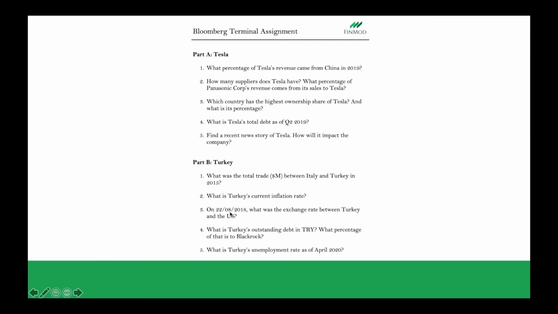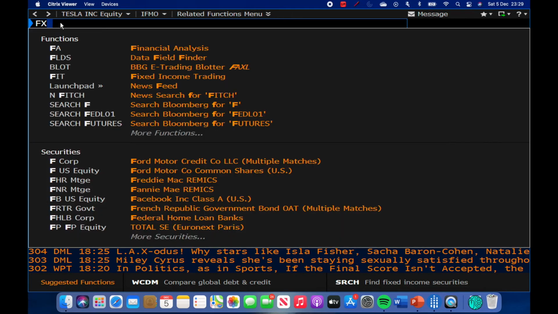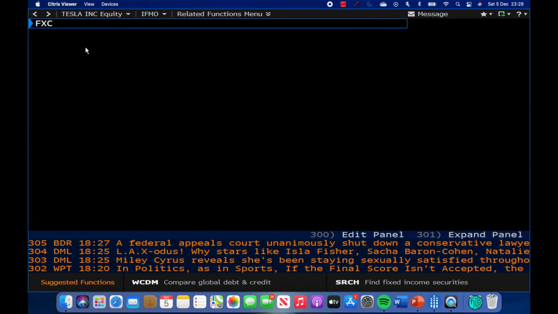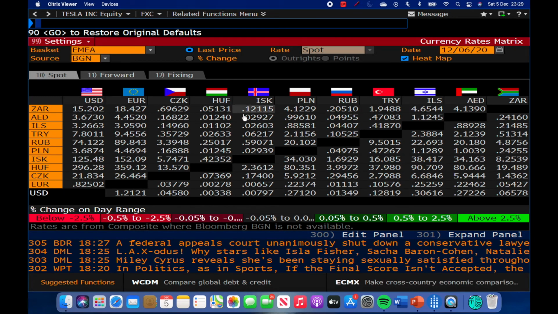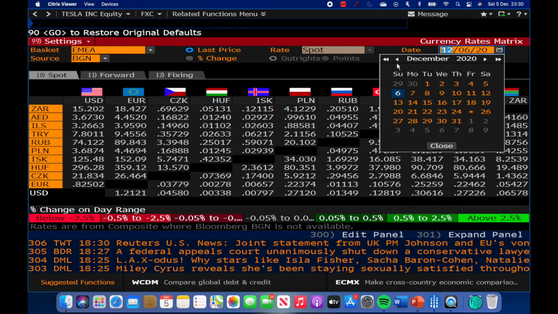On 22/08/2018, what was the exchange rate between Turkey and the US? To look at the exchange rate, we need to use the function FXC, which is the currency rates matrix. We click on that. Once that loads up, we have EMEA selected here as a basket, which is fine because Turkey is included. However, we want to change the date because the question asks for 22/08/2018. So we click on this and find the correct date.